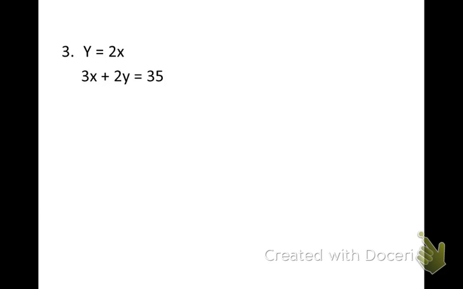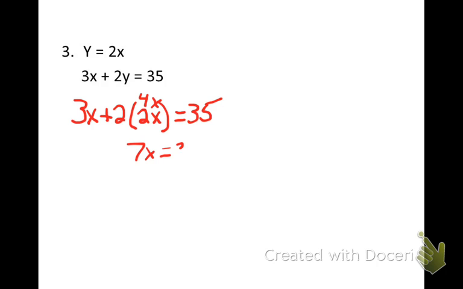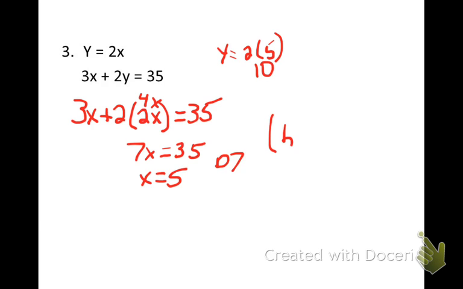This problem is pretty much telling you to use substitution. Again, you could use something else if you wanted to, but I'm going to replace the y in the second equation with a 2x. So it's going to be 3x plus 2 times, substituting, I get a 2x there, equals 35. So that would be 4x. So if I add them together, I get 7x equals 35. Divide by 7, and I get x equals 5. Again, putting it right back in here, y is equal to 2 times 5, which would be 10. So the ordered pair (5, 10) would be my solution.